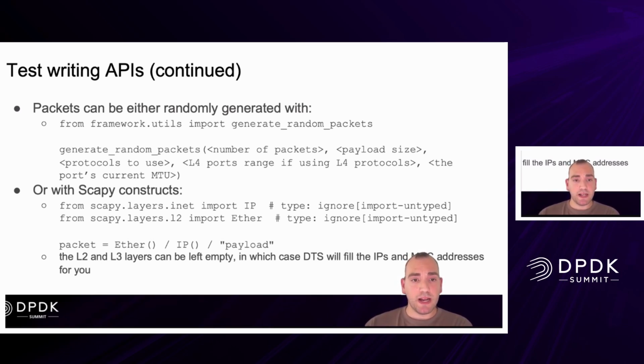If you don't want to generate random packets, you can just arbitrarily create your packet by using Scapy constructs. Should be quite straightforward. What DTS adds to this is that you can just add the L2 and L3 layers empty. You don't need to specify anything else. And DTS will automatically fill this for you with the correct physical MAC addresses and some IP addresses, which are predefined in DTS.